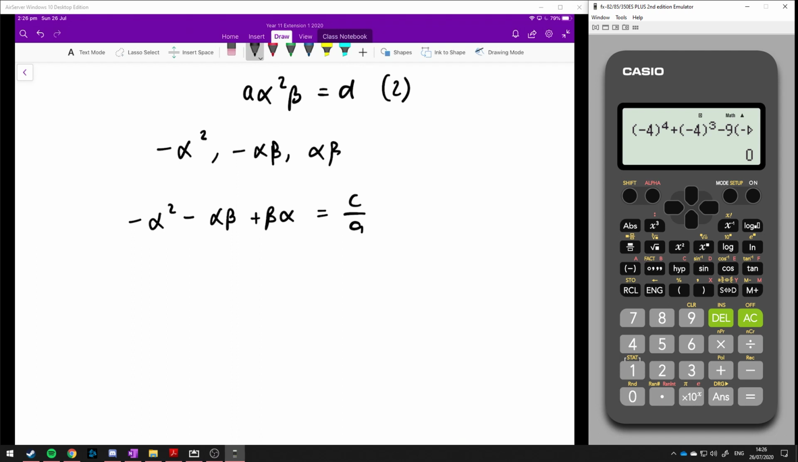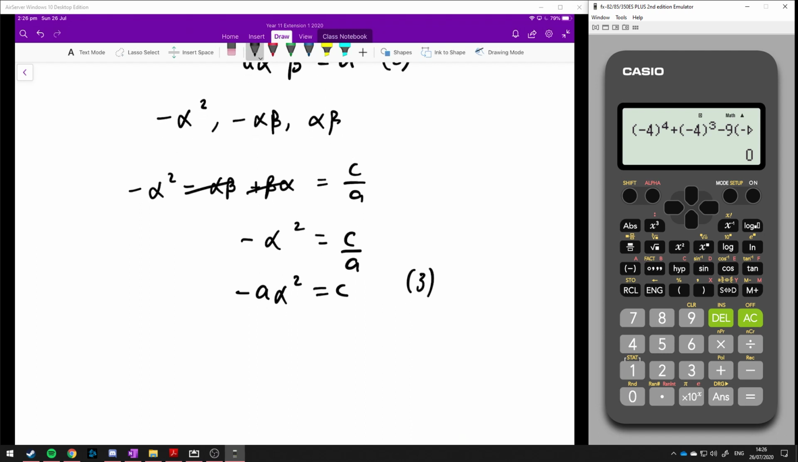Okay, so we've got minus alpha beta and plus alpha beta, so those two are going to disappear. It's going to leave us with minus alpha squared is equal to c over a. So minus a lots of alpha squared is equal to c. And so there we go, we've got our three terms.